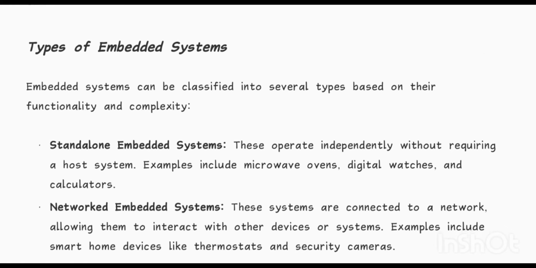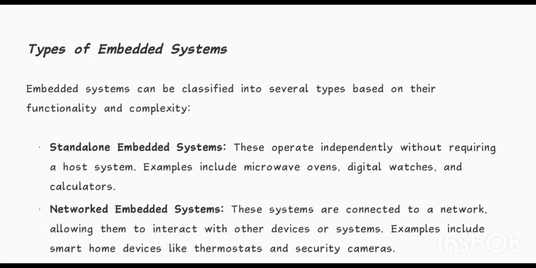Types of embedded systems. Embedded systems can be classified into several types based on their functionality and complexity. Standalone embedded systems. These operate independently without requiring a host system. Examples include microwave ovens, digital watches, and calculators.